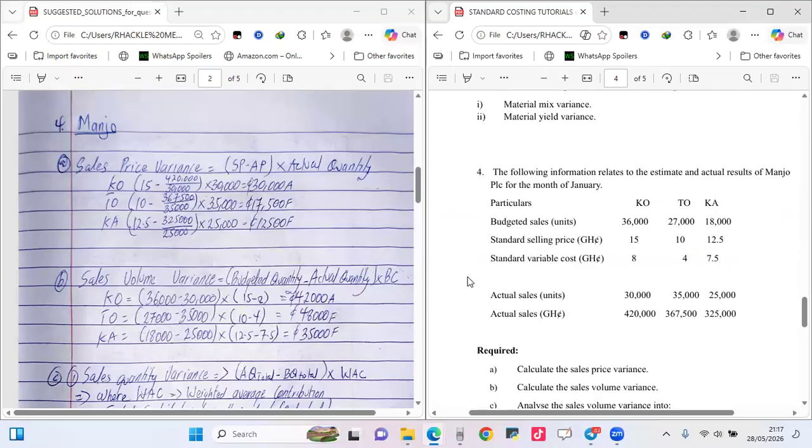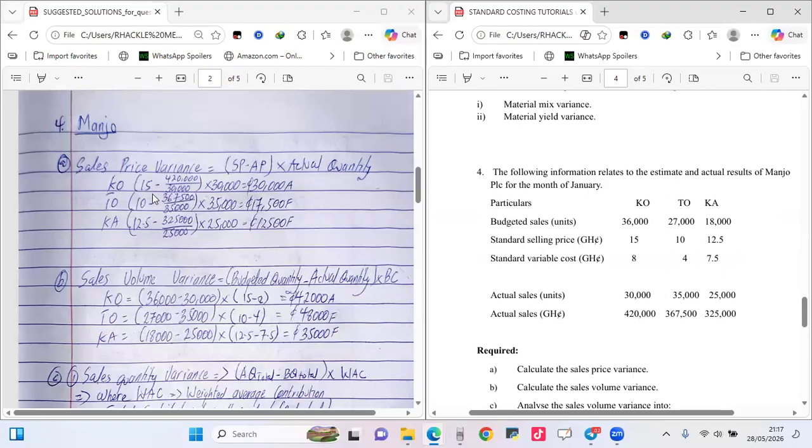the sales price variance is just the standard price minus the actual price times the actual quantity, or standard price times actual quantity minus the actual revenue, and we are still going to get the same thing. So I'm just going by this formula: standard price minus actual price.